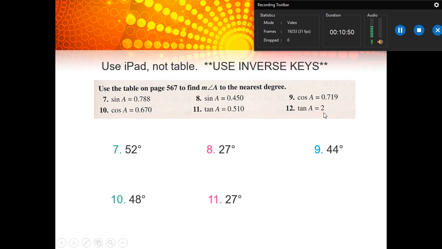Number 12, it's not that it's tricky. When you hold down the tangent button to activate the inverse, if you just type 2, it's going to return something wonky. So type in 2.0, and it should return 63 degrees to you.